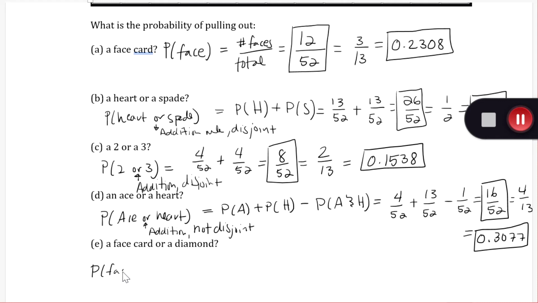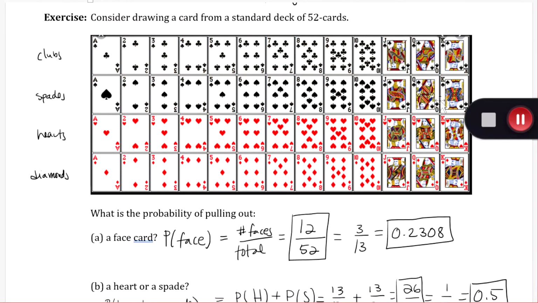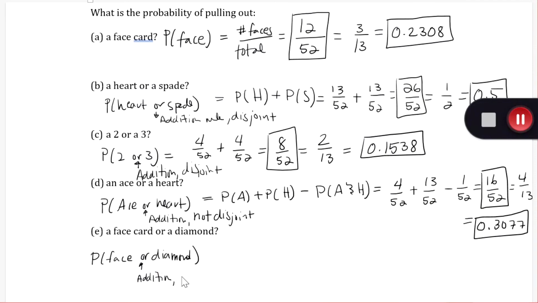Probability of a face card or a diamond. Again, we have an or, so we're going to be using the addition rule. And then diamond or face, are these disjoint events or are they not disjoint? So let's come up here and look at our sample space again. Can you simultaneously be a diamond and a face card? You can at these 3 cards. So there is an overlap, and so therefore they are not disjoint.